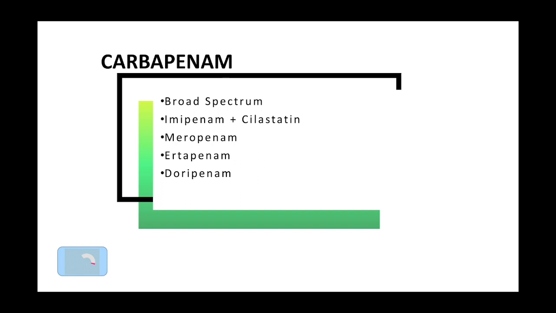Another carbapenem antibiotic is doripenem. It is mainly used for urinary tract infection and intra-abdominal infection. The action is similar to that of meropenem.